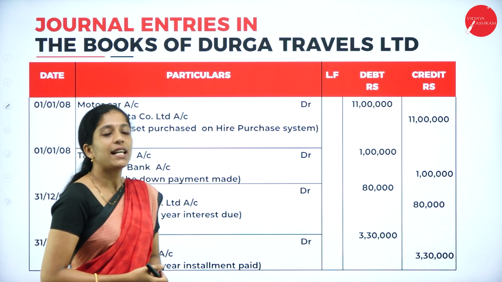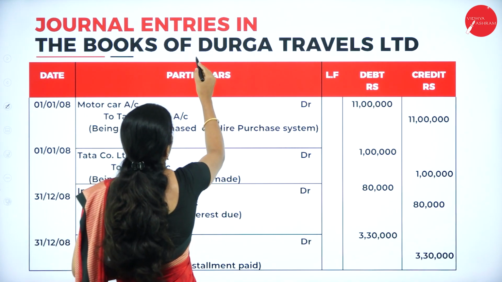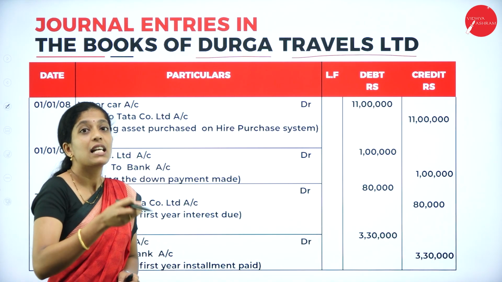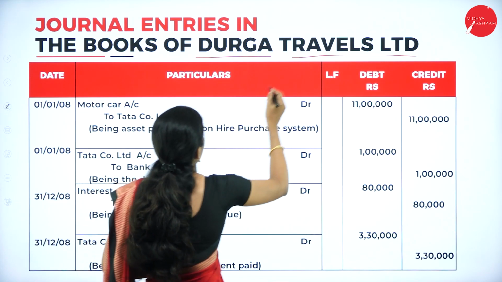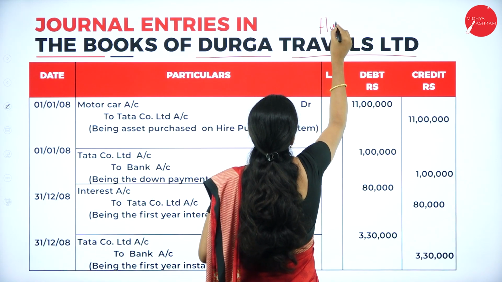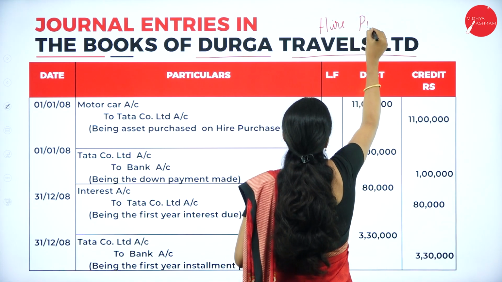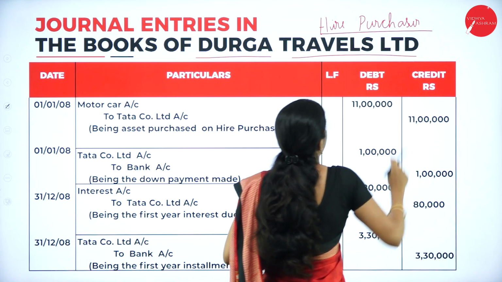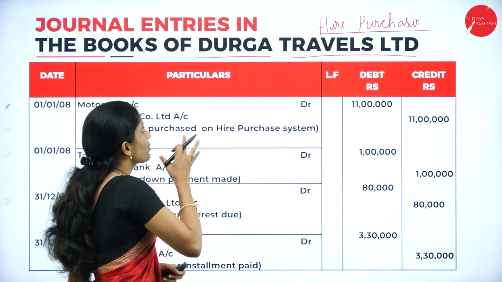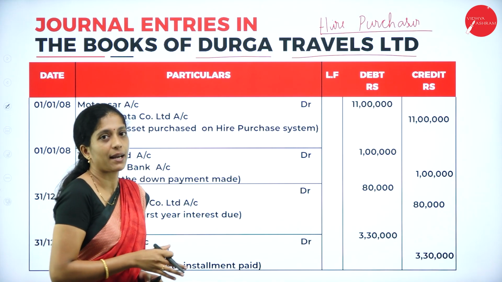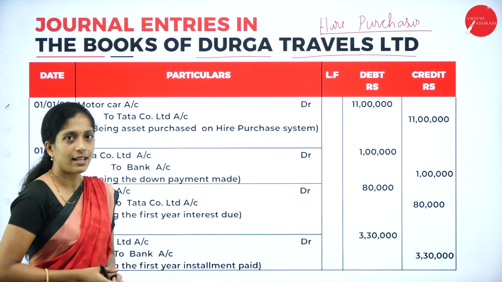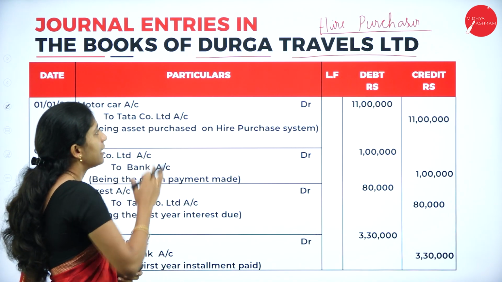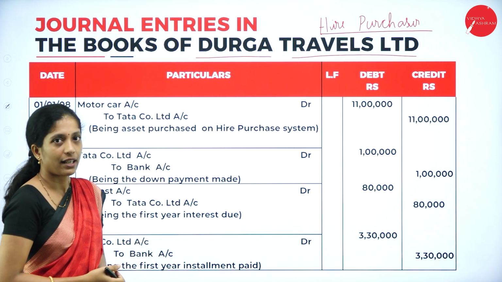Now, journal entries in the books of Durga Travels Limited. Now, we are going to prepare. Who is Durga Travels? He is the hire purchaser. So, we are going to record the journal entry in the books of hire purchaser. So here they have clearly given the name of hire purchaser, that is Durga Travels Limited. So hope you know the format. You will be having date, particulars, ledger folio, debit and credit, right?